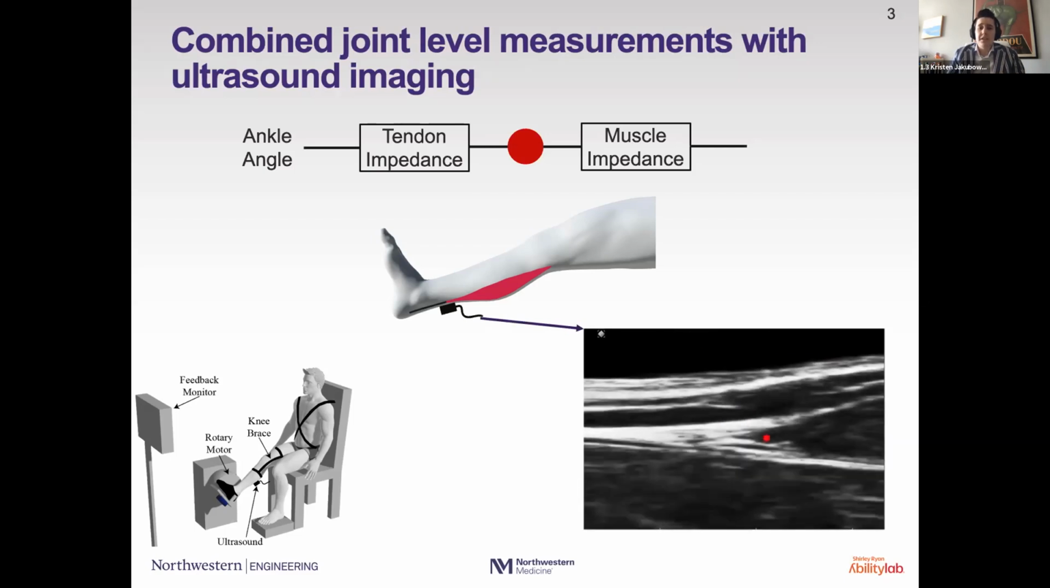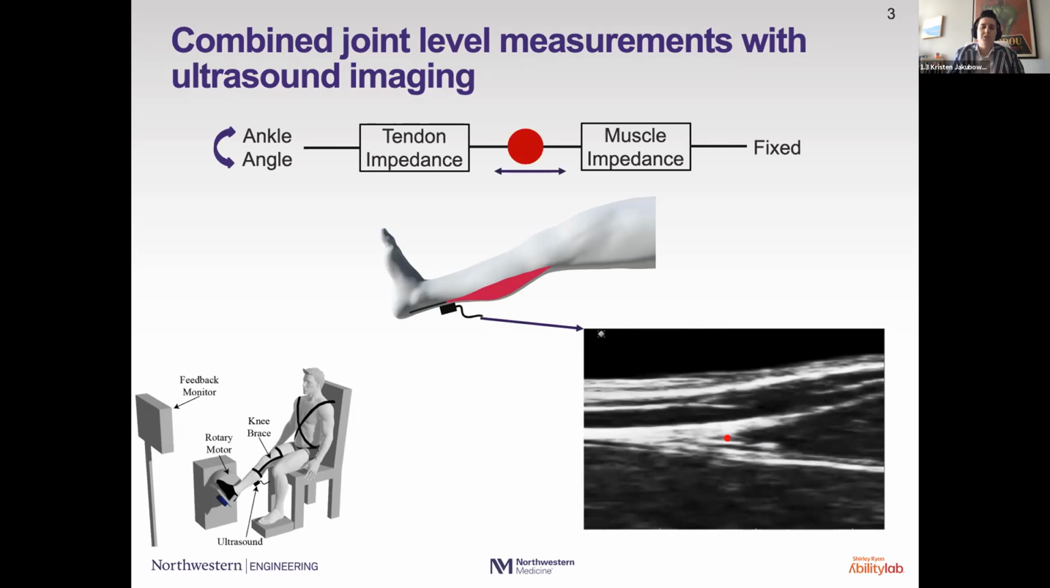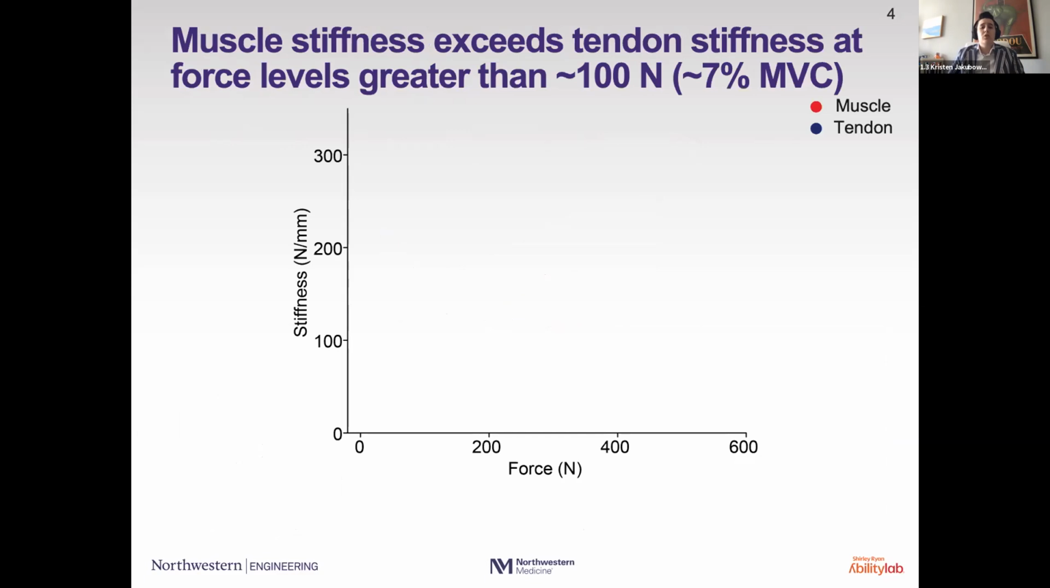seen here. Since the proximal end is fixed by stabilizing the knee, by imaging the connecting point between these two impedances and quantifying the resultant displacements from the changes in ankle angle, we can then decouple the two. So going into the results, I'll be showing the stiffness, or the static component of impedance, and I'll be showing muscle and tendon stiffness as a function of muscle-tendon force for the 4 young adults that we collected.